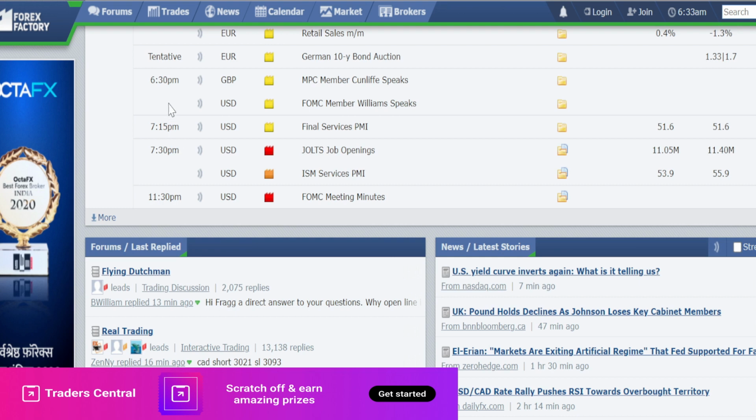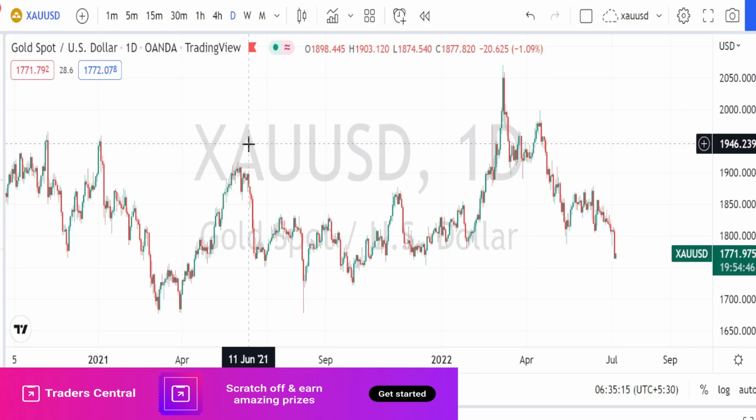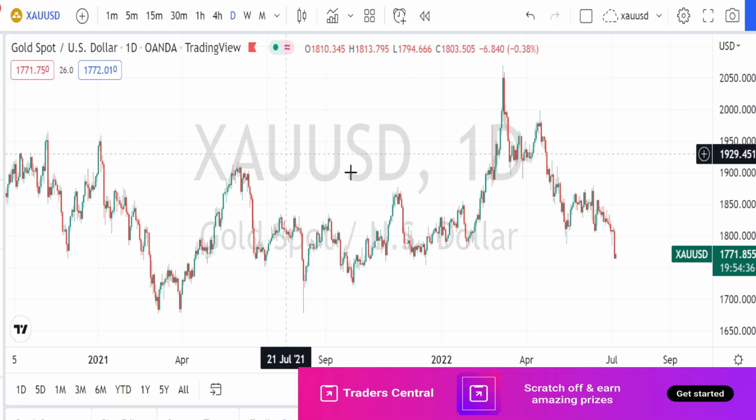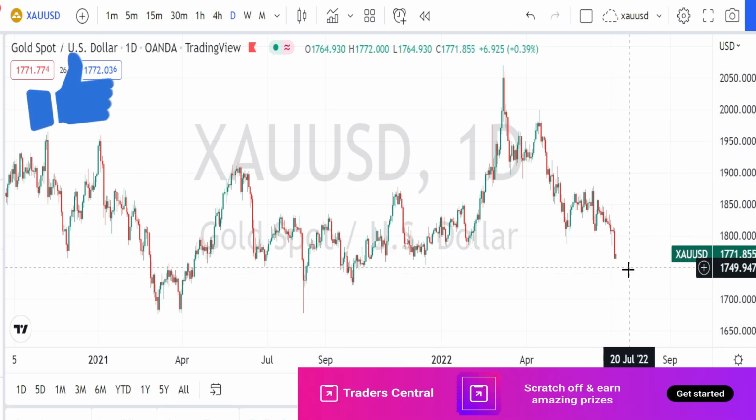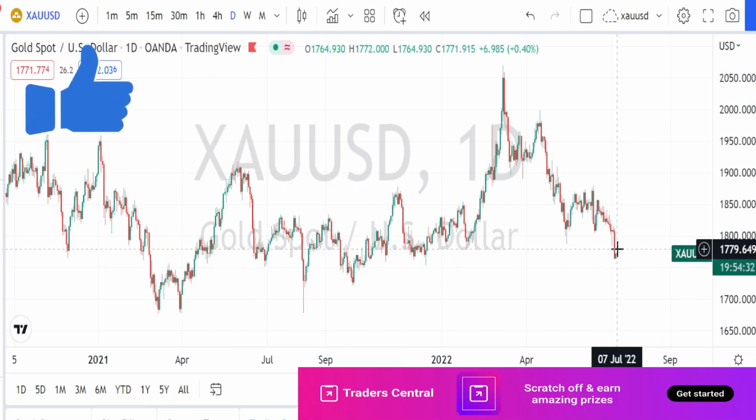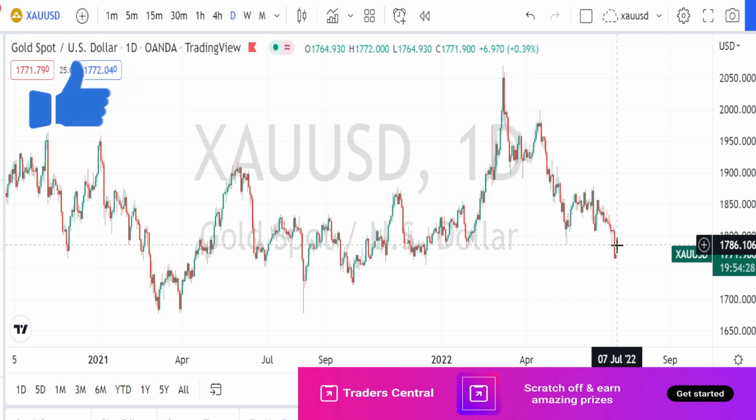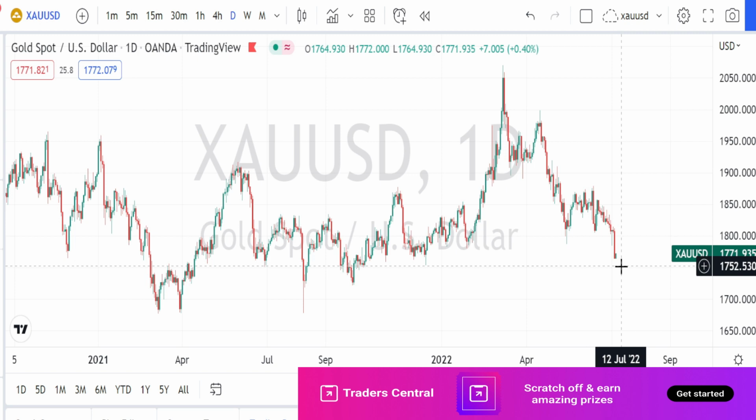Let us begin our gold analysis. I'm in daily time frame now, and in yesterday's analysis we had analyzed that the current trend of the price action was in a bearish trend in daily time frame also, and we have noticed a price action to break this previous support level of 1786, and it is continuously in a bearish trend. But currently we are noticing the price action to retrace.